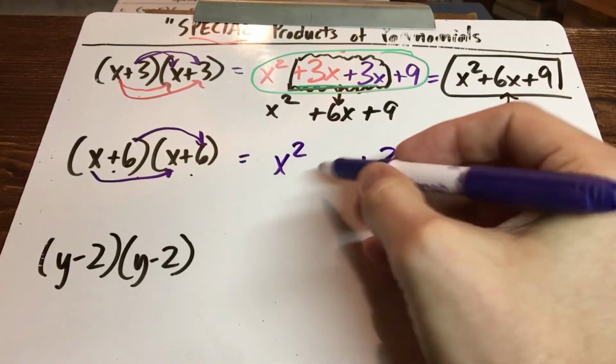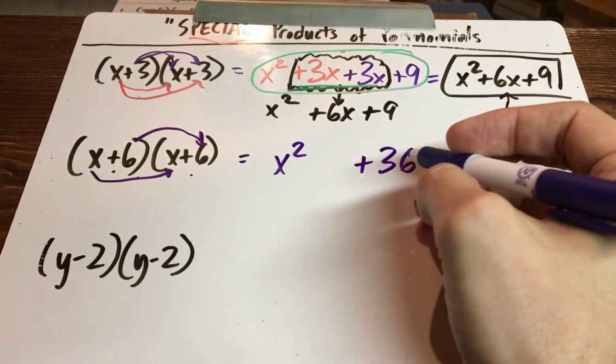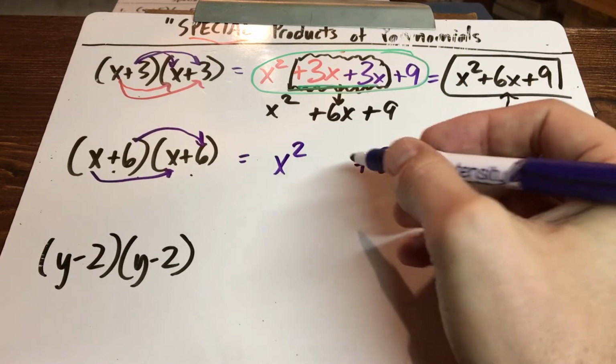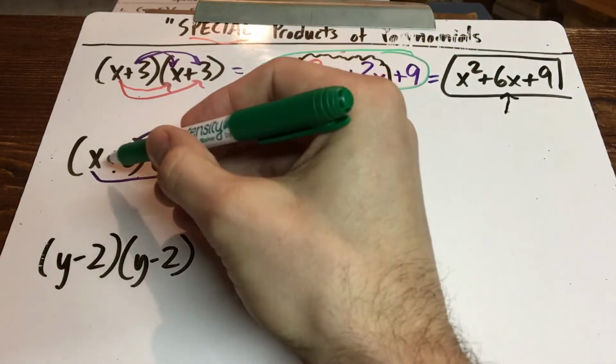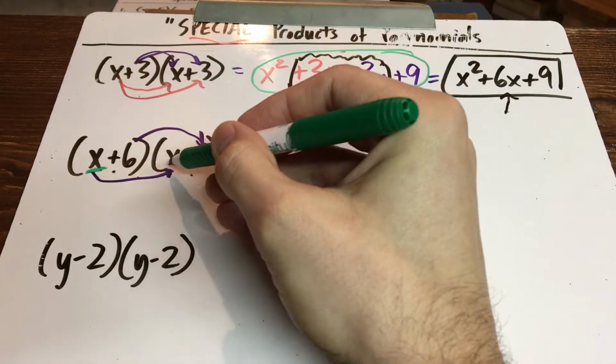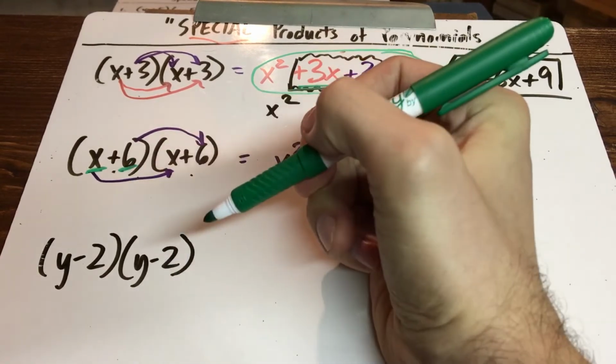I left a little space in the middle, right? There's always going to be something in the middle. You can't forget this middle term. What is the middle term? In order to get the middle term, here's what you do. You do this times this, and then you square it, right?